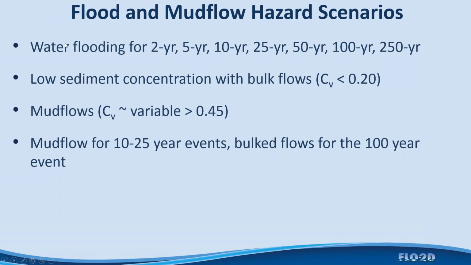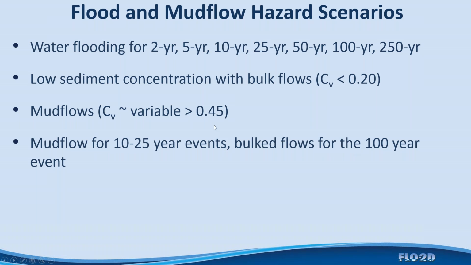So in a sense, if you're going to do mapping, it makes more sense to do the mapping with the low sediment concentration, bulked flow, not the water flooding, since it is literally impossible to have a clear water flood. And then map your mud flows with the concentration being variable, greater than 45%. Now, typically, I recommend that you're going to have a mud flow for a 10 or 25 year hydrologic event, but only a bulk flow for the 100-year event.